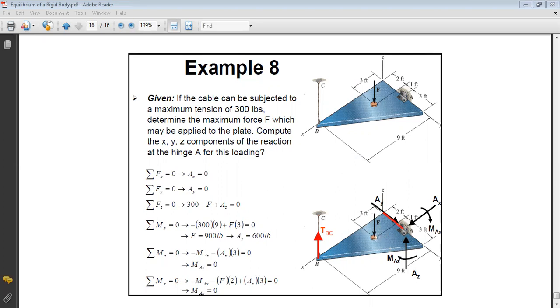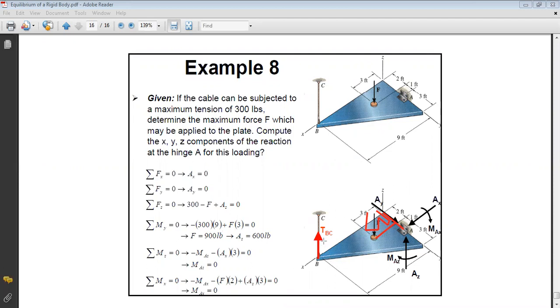Now, to know the moment of F, I do the right hand rule. If I do the right hand rule to find the direction, this is my right hand, facing the y-axis. If I take my thumb, it will point towards positive y. So for F, it's a positive moment, plus F times the distance to the axis, which is 3. This is why it's plus F times 3.